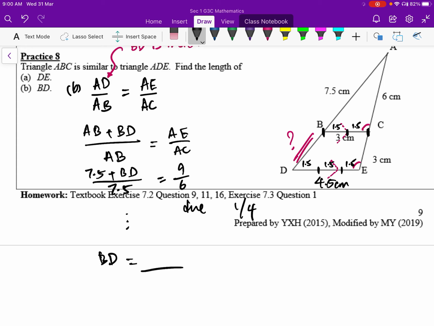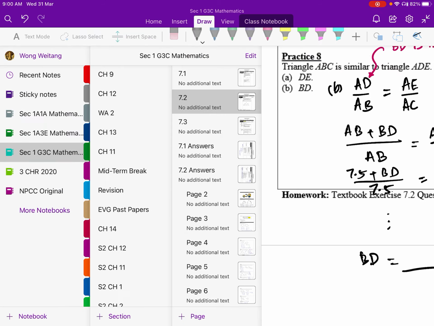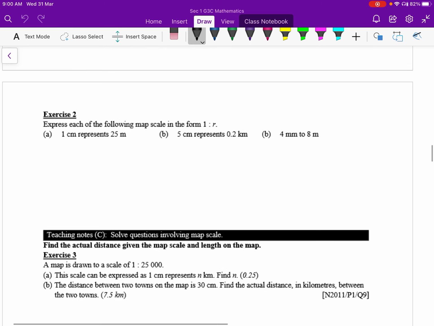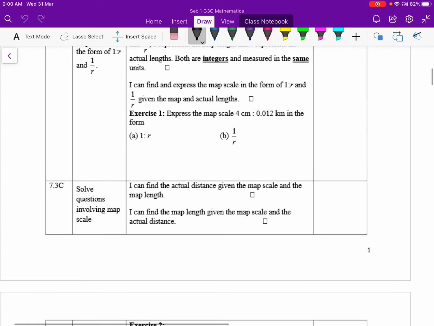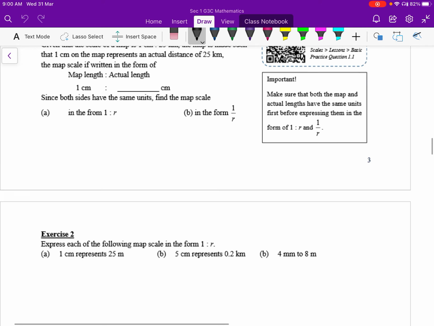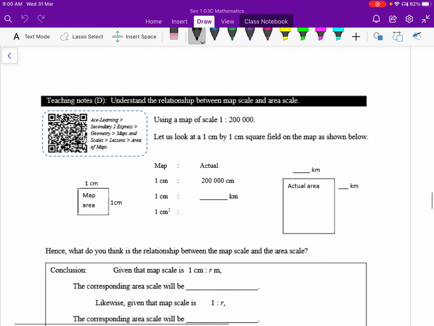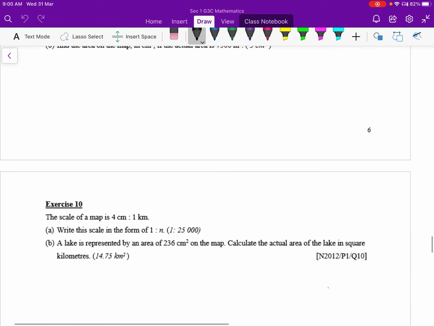So this next one is this homework question due tomorrow. Bring it. And then you have already received your 7.3 notes on map scales and calculation of area. So watch the video, go through the information provided in the QR codes.